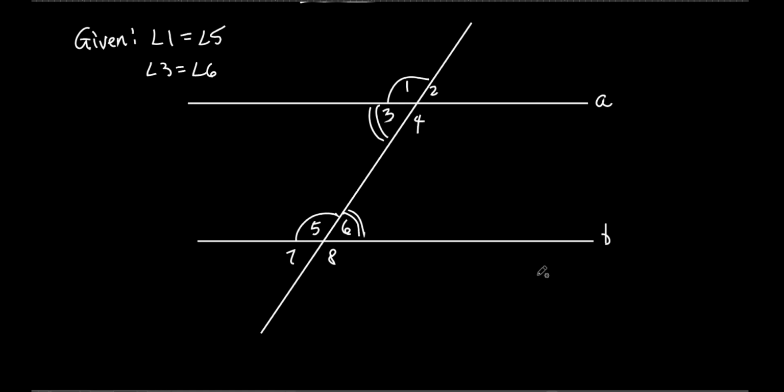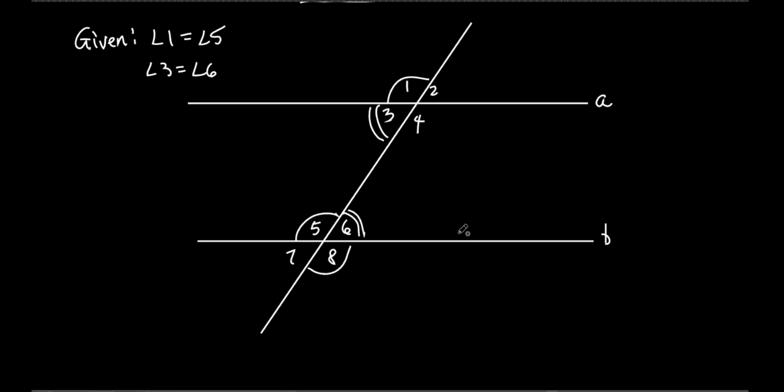Okay? What if I told you that 1 and 8 are equal to each other? What could you say about these two lines? They're parallel. Why? Because 1 and 8 are what? Alternate exterior angles. Okay, so again, we have a theorem that says if the alternate exterior angles are equal to each other, then the lines are parallel. Yes? So that covers all the stuff that's equal to each other.